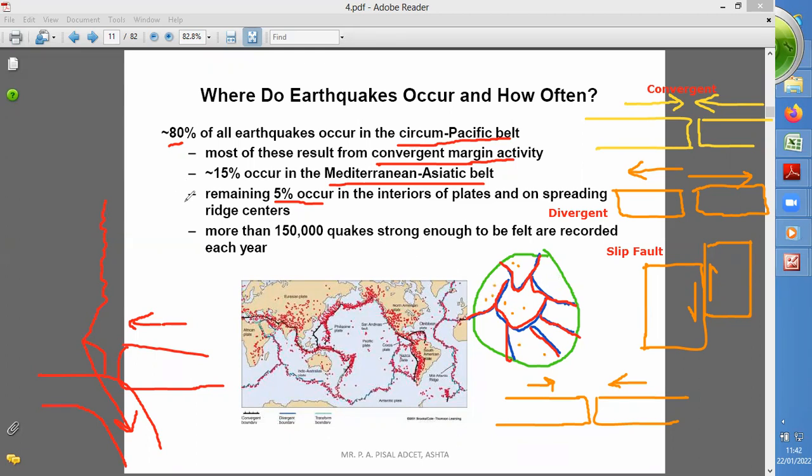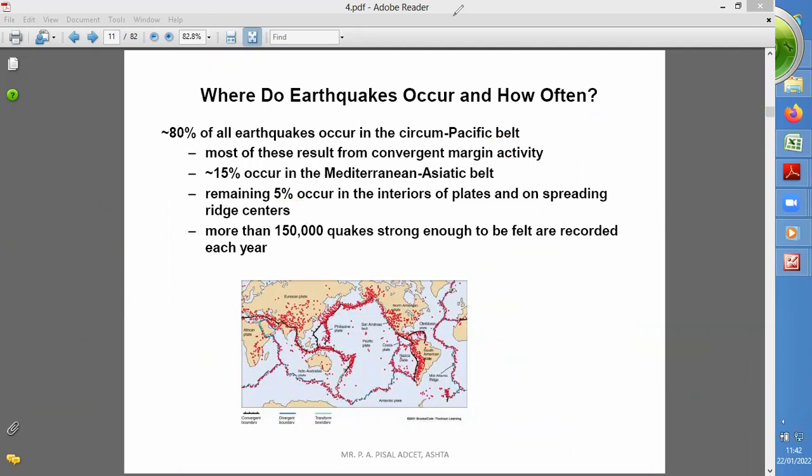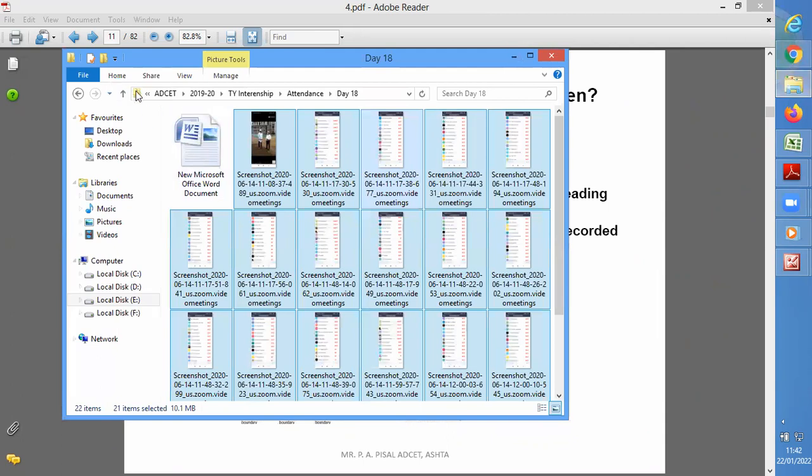Okay, more than 1,50,000 earthquakes strong enough to feel are recorded each year. म्हणजे पर इयर जवळपास 1.5 lakh earthquakes रेकॉर्ड केले जातात थ्रू आउट दी वर्ल्ड. Okay, so throughout the world 1.5 lakh earthquakes are happening all over the world. Okay, so this is about the earthquake locations. Just wait, I will share with you another one video.